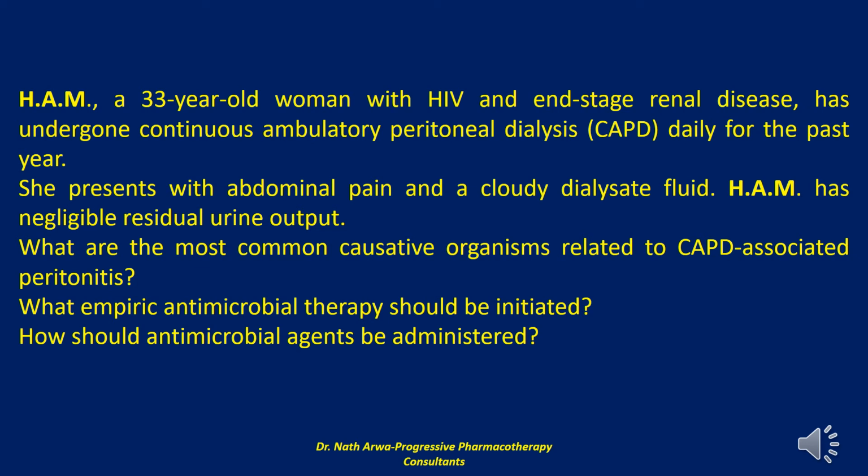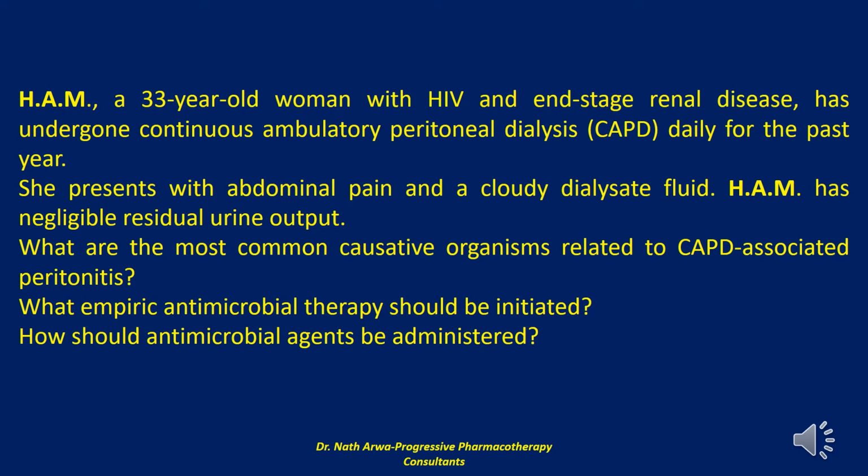Characteristically, the dialysate fluid will be cloudy and have a WBC count greater than 100 cells per microliter with a neutrophilic predominance, at least 50%. The gram stain may be negative in 5% to 10% of cases, and blood cultures are typically negative. In most cases, peritonitis is commonly caused by a single organism.